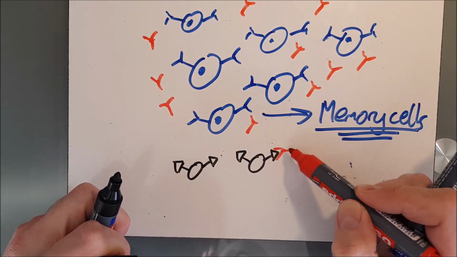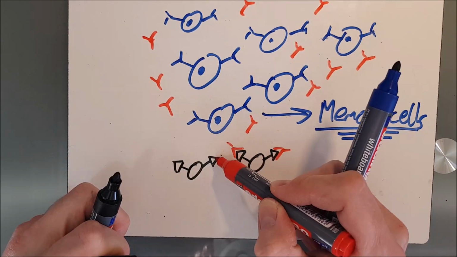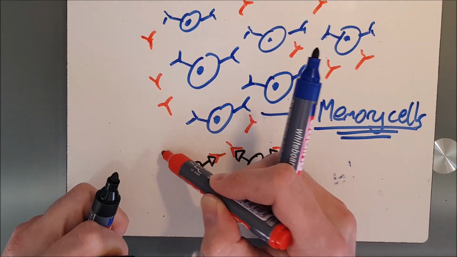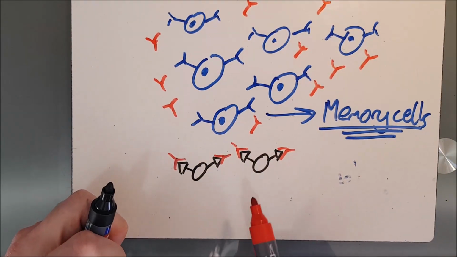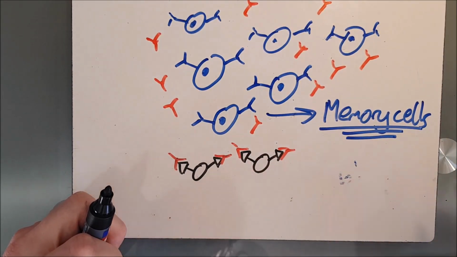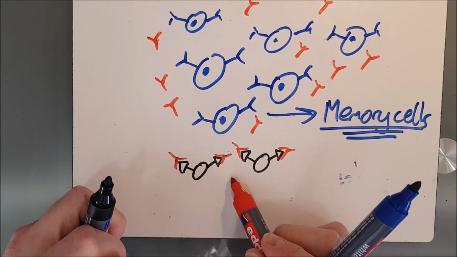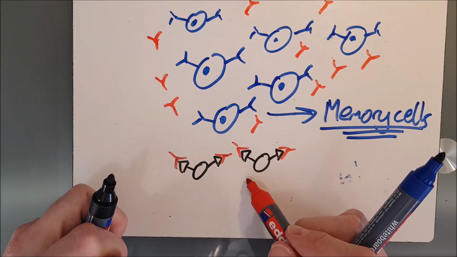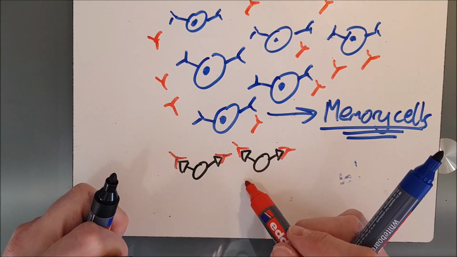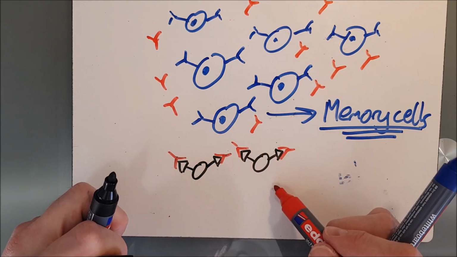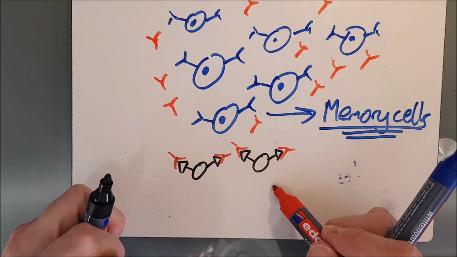And they will destroy the pathogen before it has time to make you ill. Because they'll bind to the antigens on the pathogen and the macrophage will eat them up. And they won't have time to replicate or reproduce and make you ill. And that is why you become immune to most pathogens once you've seen them once.